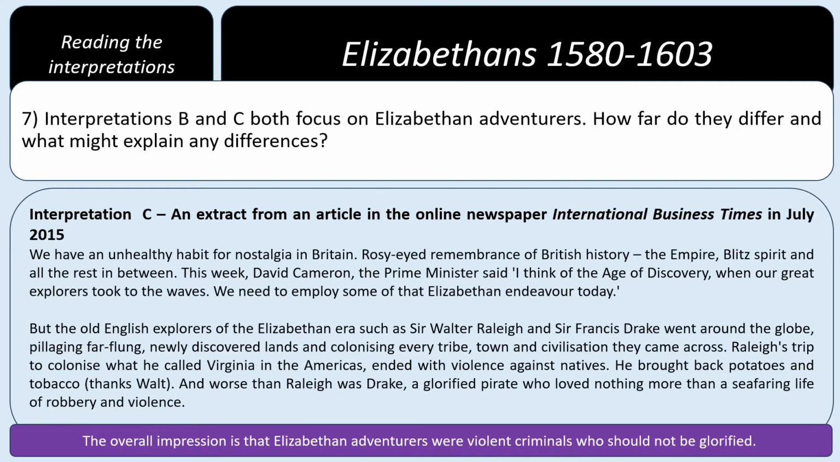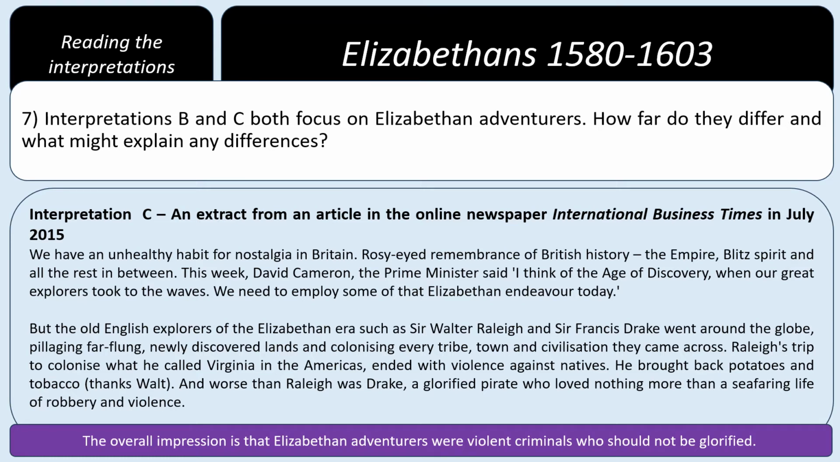Now, when you come to read interpretation C, because this question is always about how far do interpretations differ, they're always going to give you 2 interpretations that are different. So before we've even read interpretation C, we can expect this one to be far more negative about the Elizabethan adventurers, and that's going to be the key difference to have a look at.